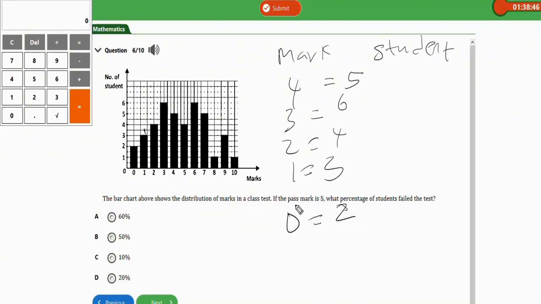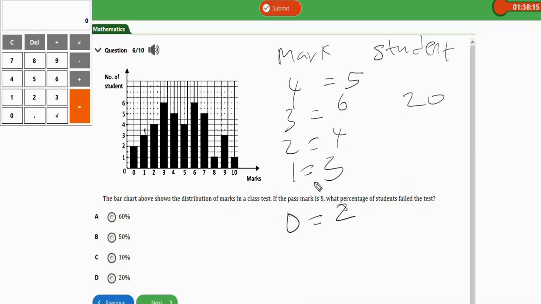Alright, so these are the number of students that failed the test. So let's get a total. So 6 plus 5 will give us 11. 11 plus 4 is 15. 15 plus 3 will give us 18. 18 plus 2 will give us 20. So we have the number of students that failed to be 20.